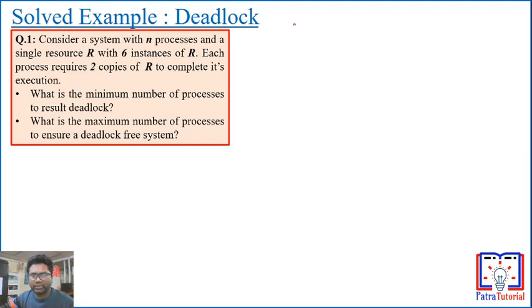There are n number of processes, and we don't know how many there are. So n number of processes are there, and the number of instances of resource type R is 6. And each process requires 2 copies of R to complete its execution. So let me write like this, Pi: each process requires 2 copies of R to complete their execution.